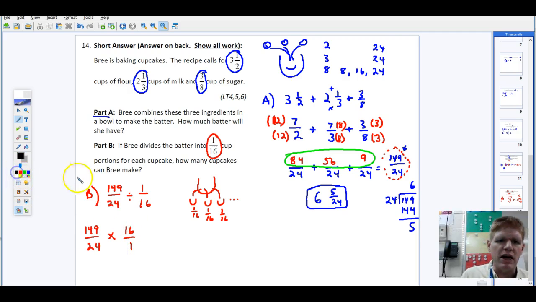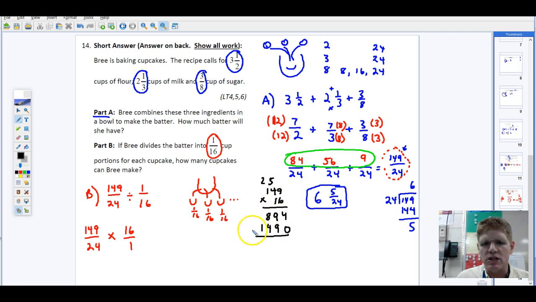Now we've got some real math to do here. 149 times 16. All right, 6 times 9 is 54, carry the 5. 6 times 4 is 24, plus 5 is 29, carry the 2. 6 times 1 is 6, plus 2 is 8, so 894. We add our placeholder 0. 1 times 9 is 9, 1 times 4 is 4, 1 times 1 is 1. We add those together: 4 plus 0 is 4, 9 plus 9 is 18, carry the 1. 8 plus 4 is 12, plus 1 is 13, carry the 1, and that leaves us with 2,384. It's a big number there, 2,384 over 24 times 1, which is 24.